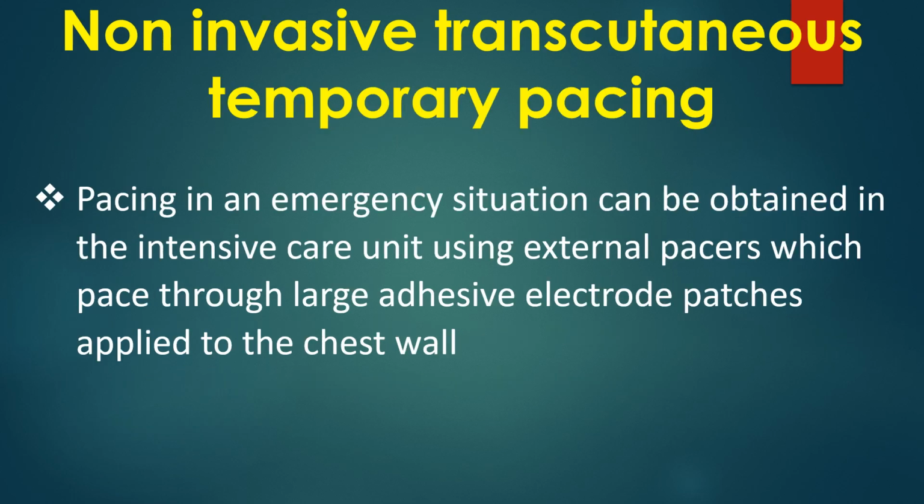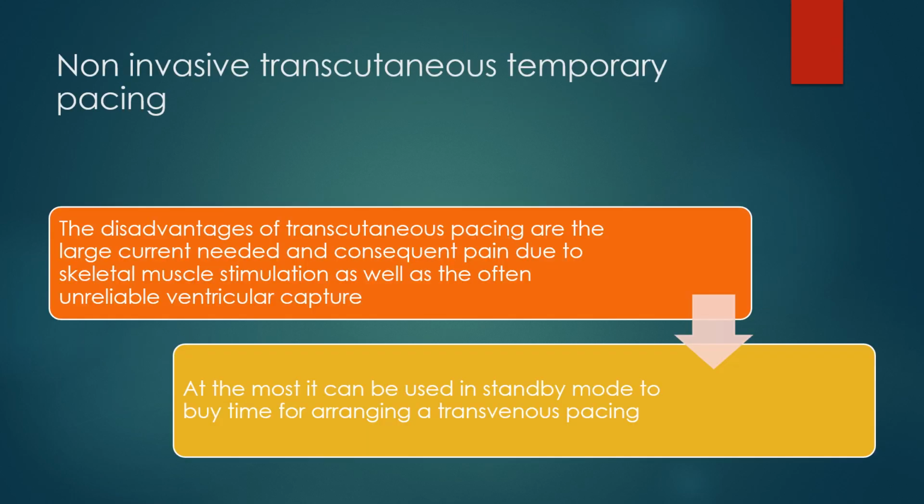Pacing in an emergency situation can be obtained in the intensive care unit using external pacers which pace through large adhesive electrode patches applied to the chest wall. The disadvantages of transcutaneous pacing are the large current needed and consequent pain due to skeletal muscle stimulation, as well as the often unreliable ventricular capture. At the most, it can be used in standby mode to buy time for arranging a transvenous pacing.